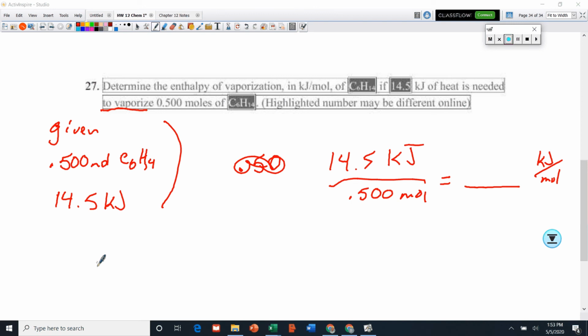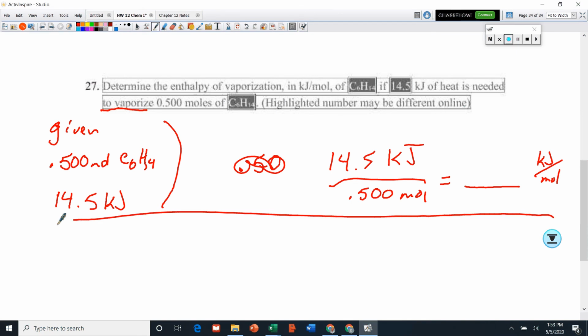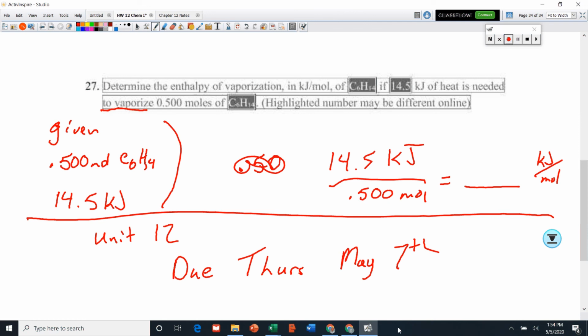And that concludes all of the information for Unit 12. All right. Again, this is due Thursday, May 7th. Please make sure you've completed this. I do have to enter a 0 if it's not completed by the 7th because I have to turn in grades on the 8th. So just know that.